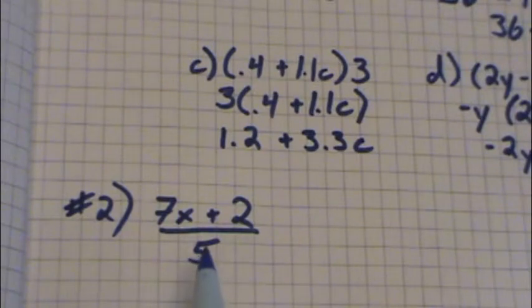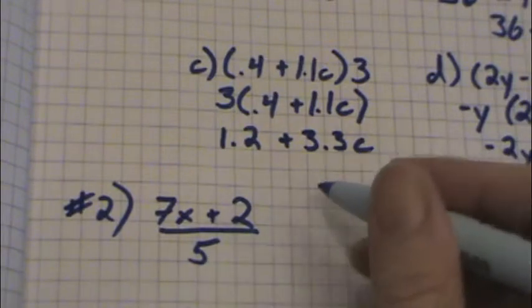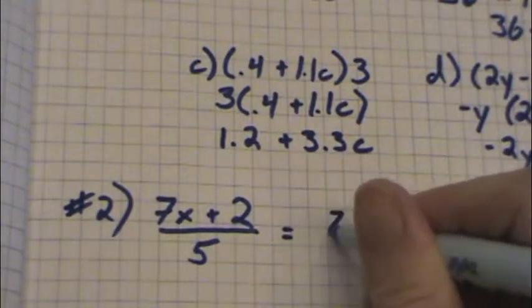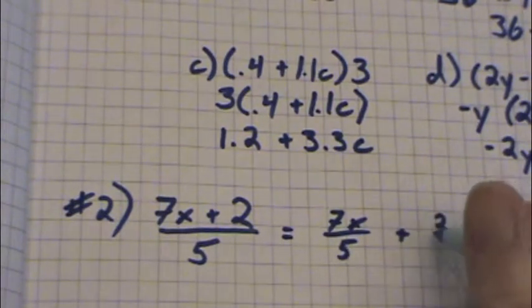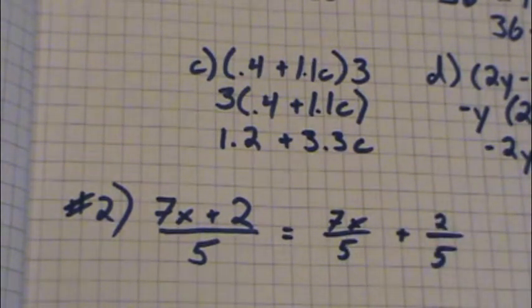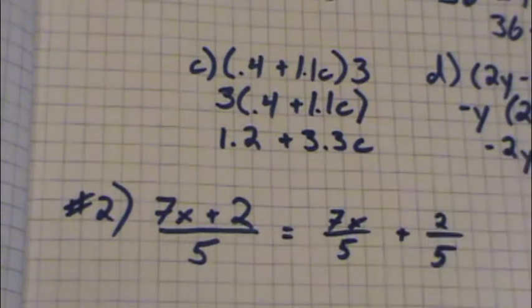You know that you have to have fractions with the same denominator in order to add them. So what I learned to do is simply, well, (7x + 2)/5 has to be the same thing as 7x/5 + 2/5. Ta-da! Now we are looking at Got It number 2.